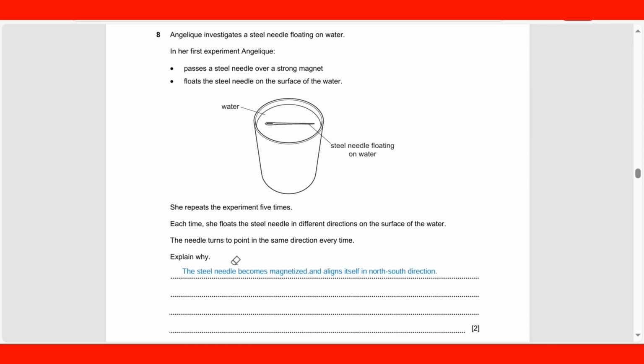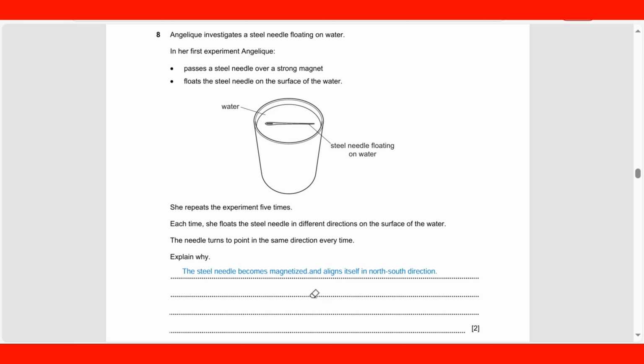Well, the answer is the steel needle becomes magnetized and aligns itself in north-south directions. As we see here, in the first experiment, Angelique passes a steel needle over a strong magnet, that is to magnetize the needle, and then when it is floated on water, as it has become a magnet, it will point to north-south directions.